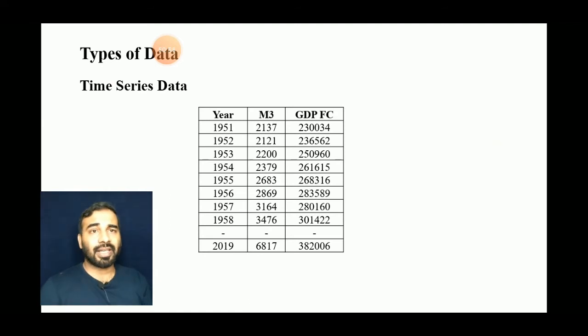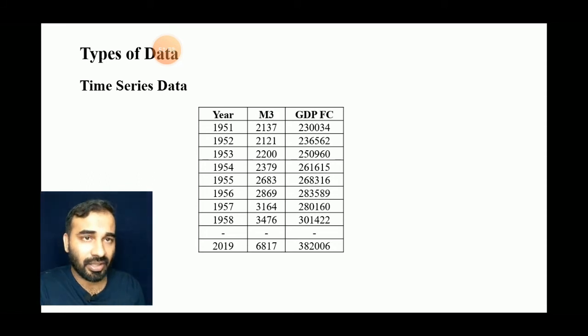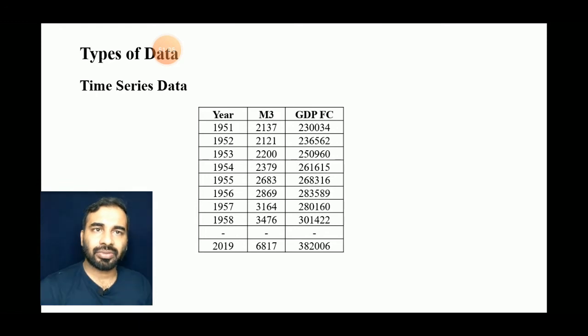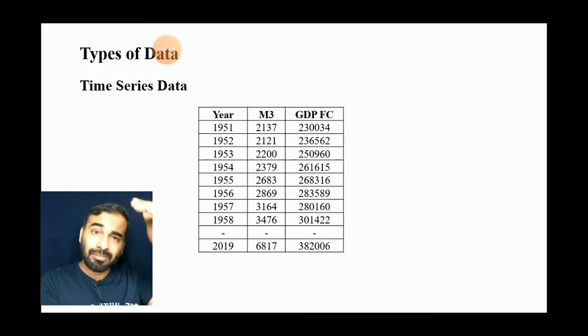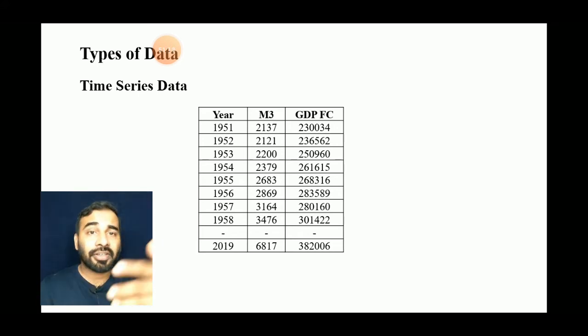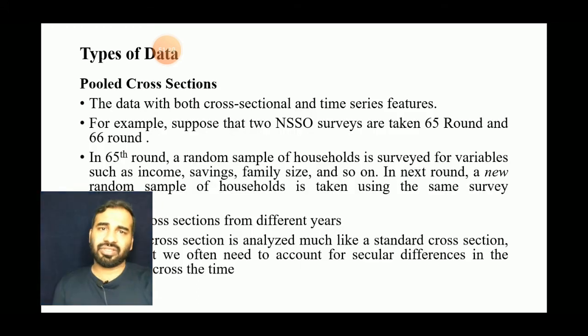Look at the data. Year 1951, 52, 53 up to 2019. Look at M3 money supply and GDP at factor cost. So we have two variables, M3 and GDP. This same data has been recorded in different periods of time. So this is what we call time series data.